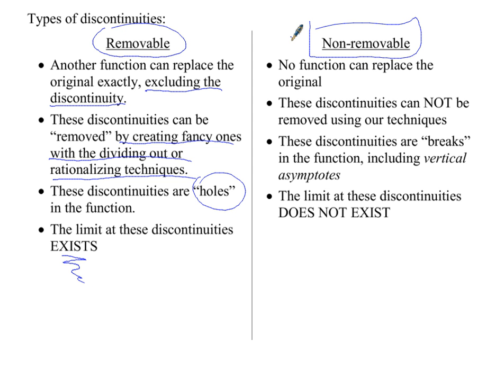For non-removable discontinuities, there is no function that can replace the original such that you remove the discontinuity that you're talking about. These discontinuities cannot be removed using our techniques. In other words, we can't do anything with it. These are the breaks that we're talking about. So like vertical asymptotes, piecewise functions possibly. The limit at these discontinuities does not exist.